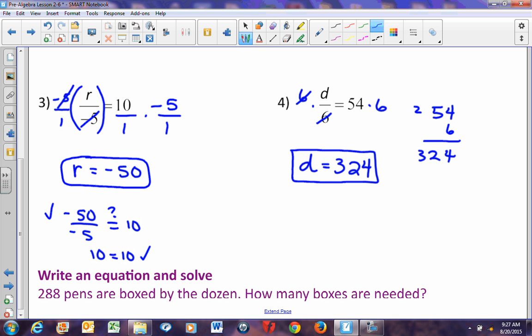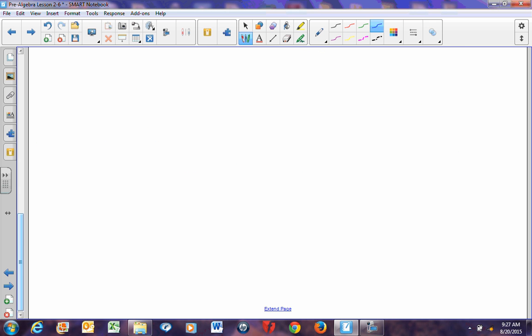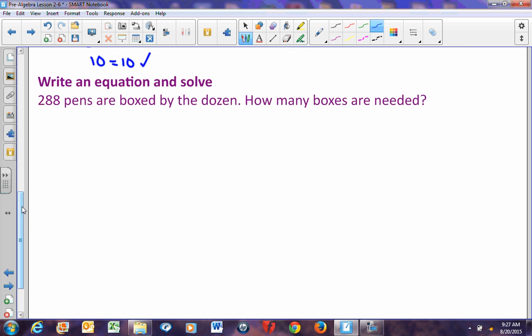Now, you can solve equations by writing, but you can also solve word problems. It's very important to be able to write and solve word problems. Here we have 288 pens are boxed by the dozen. How many boxes are needed? Okay. We need to know how many boxes, so our variable should be defined as the number of boxes, because that's what our question is asking. So I'm going to let x equal the number of boxes.